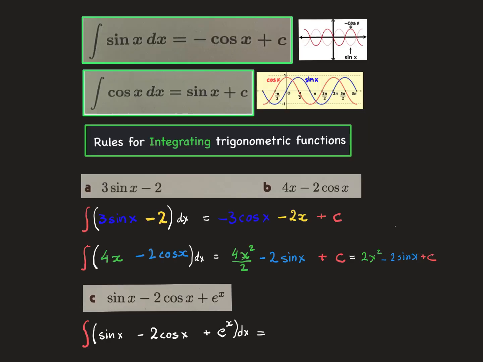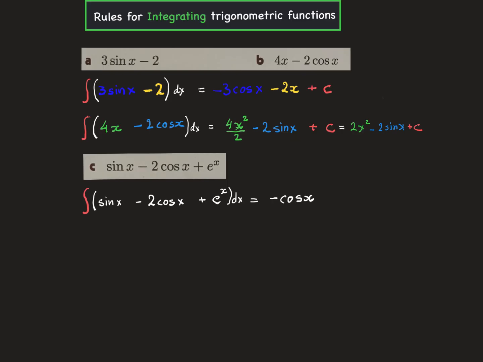So sine x becomes minus cos x, minus 2 cos x becomes minus 2 sine x, and I'm just copying the question before, and e to the x will always be e to the x when you integrate it, so that's one of the rules. And finally, we finish off with the constant of integration.